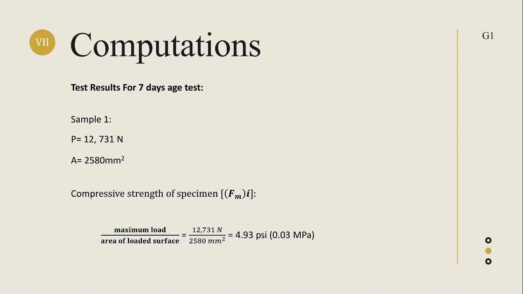The next one is on how we get the computed value using the formula. For test results for 7 days age test, in Sample 1, we are given P equals to 12,731 Newton, A equals to 2,580 square millimeter. To get the compressive strength of specimen, we use the maximum load over area of loaded surface, which equals 12,731 Newton over 2,580 square millimeter. We get the 4.393 psi.